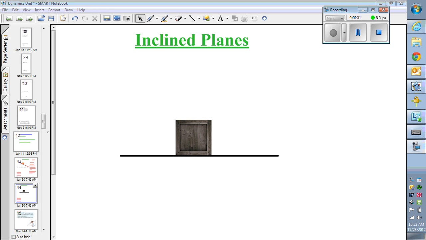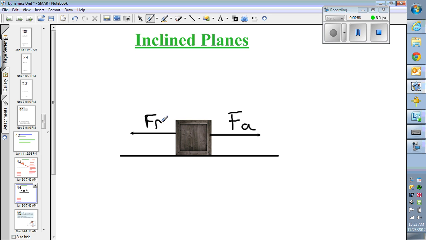Okay, so let's set up. You see a crate that's sitting on a level surface. If you were going to apply a force to that, it should be level to the plane, and we'll call that FA for an applied force. And then you'd have friction pushing back against you, and we'll label that friction as FF.